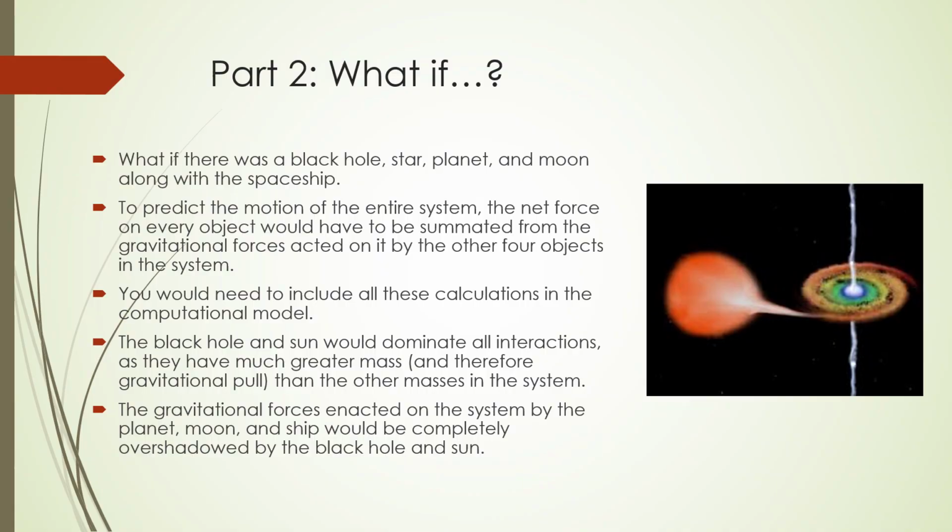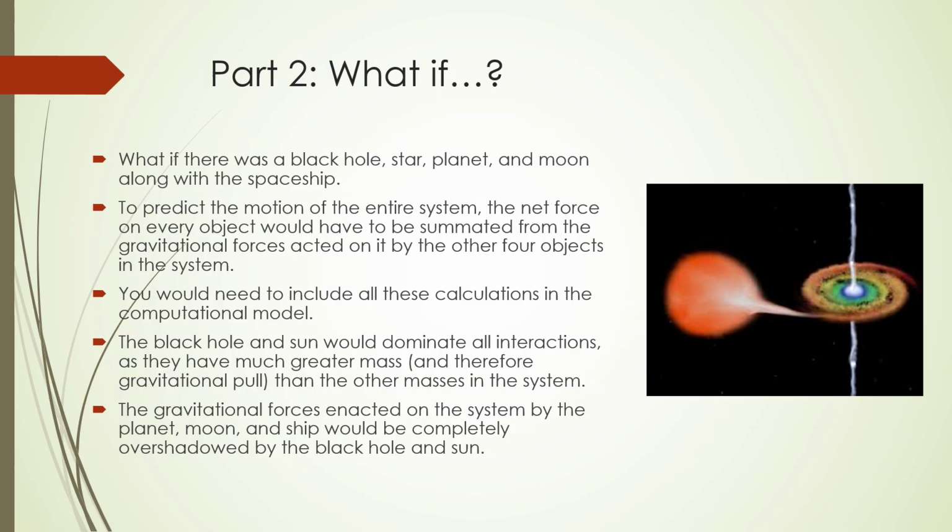So this question asks, what if there was a black hole, star, planet, moon, and spaceship in one system, essentially combine the two parts? So to predict the motion of the system, you'd have to go to every object and calculate the force of gravity by the other 4 objects on that one, and then do what we did before, update velocity and position.